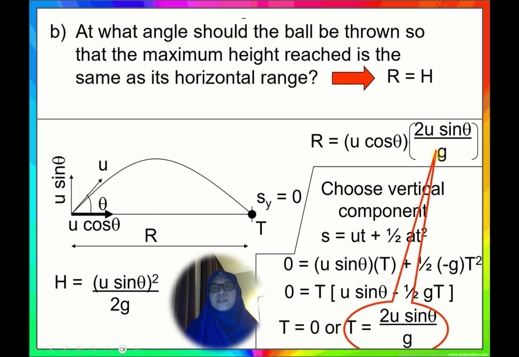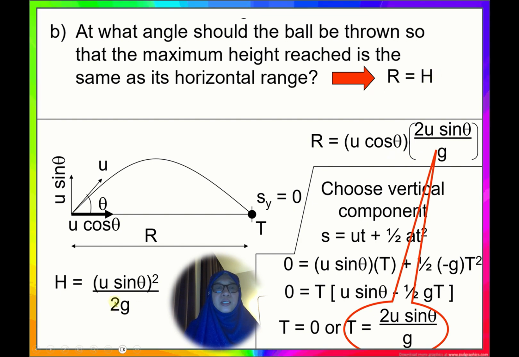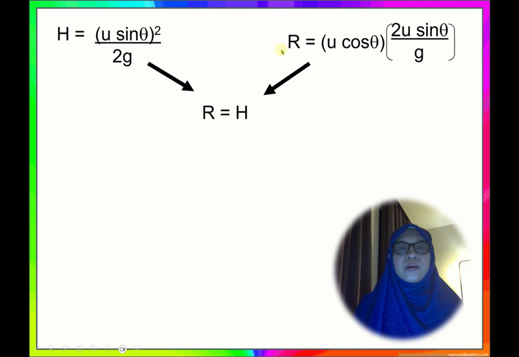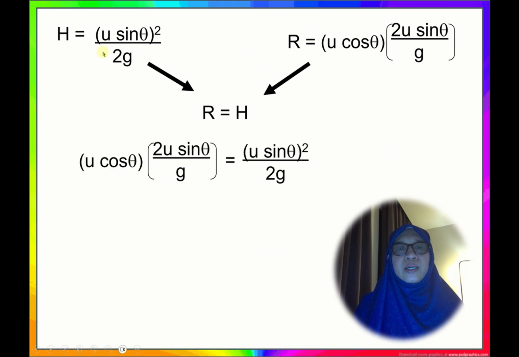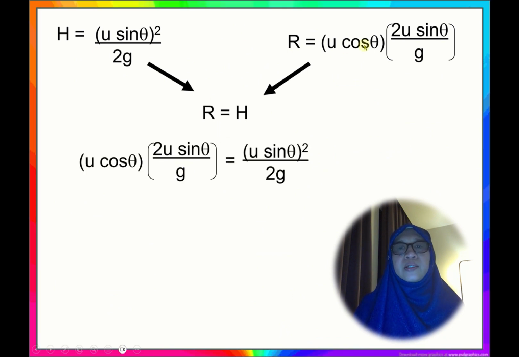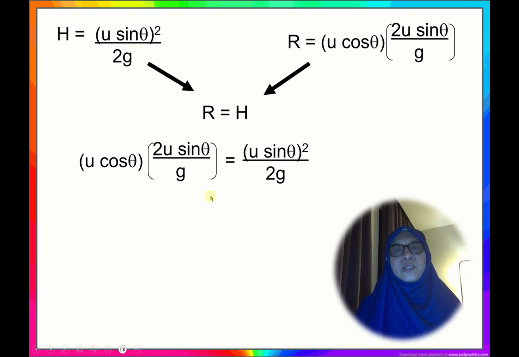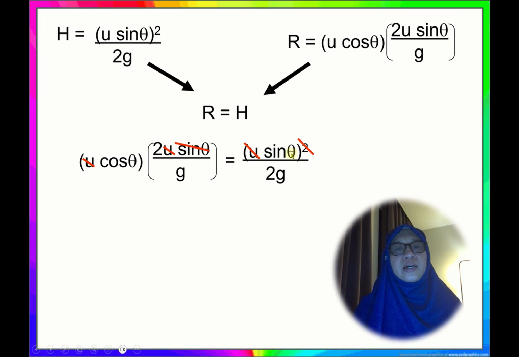Okay, next we equate this r to this h. So now these two we equate. R equals h. Okay, so r is u cos theta times 2u sine theta over g, and that equals h. H is bracket u sine theta squared over 2g. Okay, so we simplify this equation to get the angle theta. So we cancel one of the sine theta, we cancel out u.